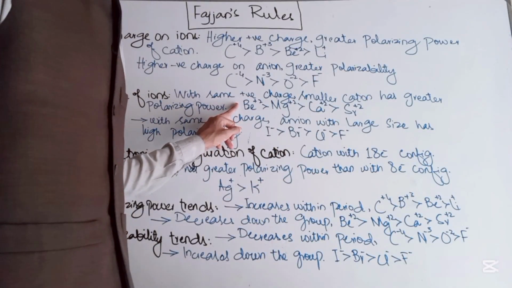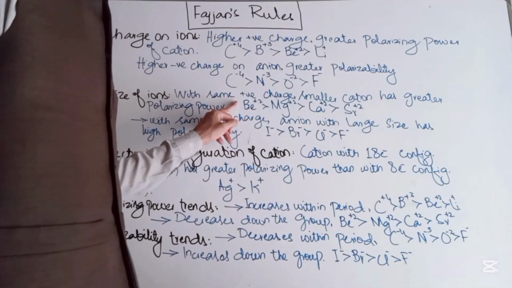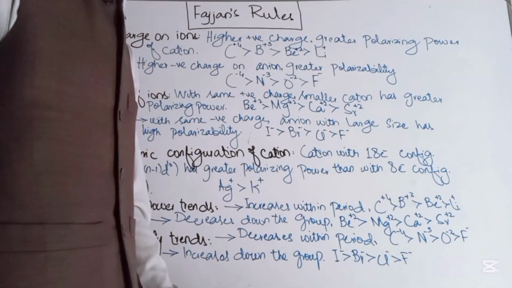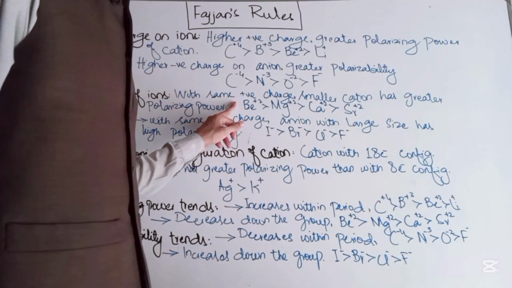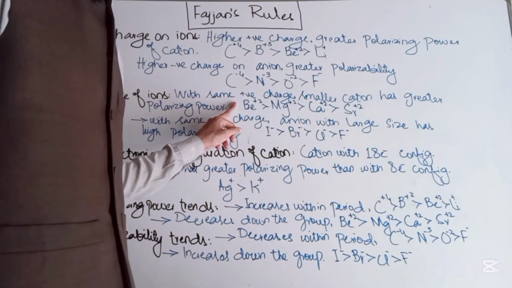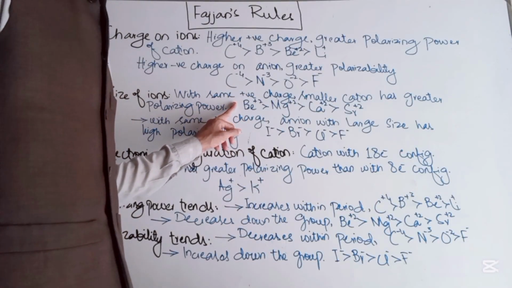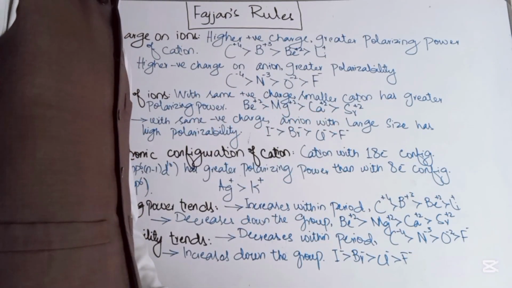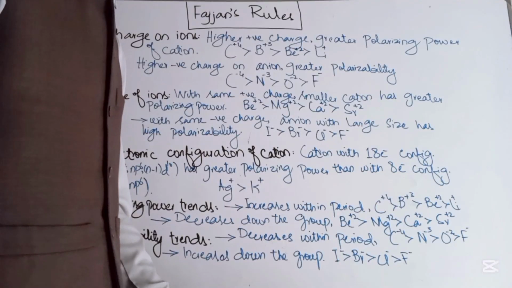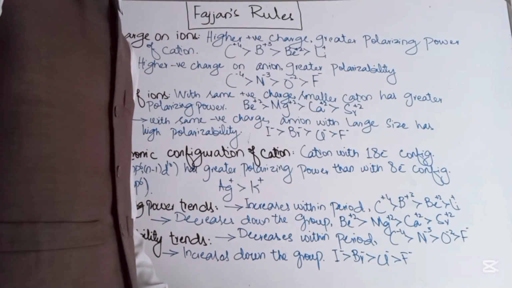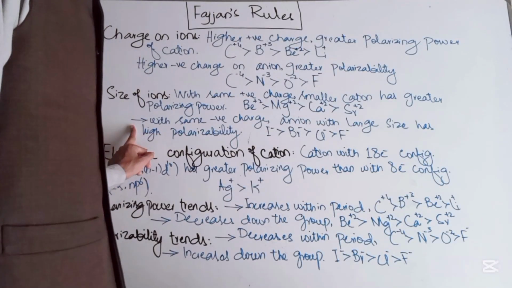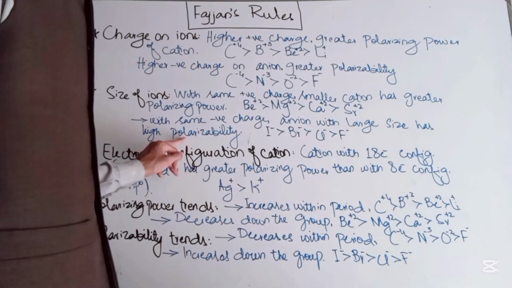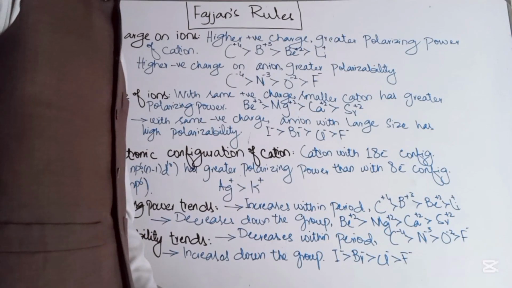We have 4 cations, all with the same positive charge of +2, and we are asked to compare their polarizing power. Beryllium has the smallest size, so its polarizing power would be greatest, and strontium has the greatest size of all these cations, the charge is the same, so strontium would be lowest in the order of polarizing power. If we talk about polarizability, with the same negative charge, anions with large size have high polarizability.